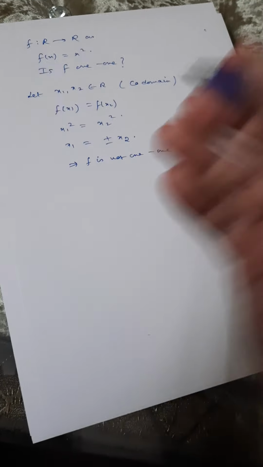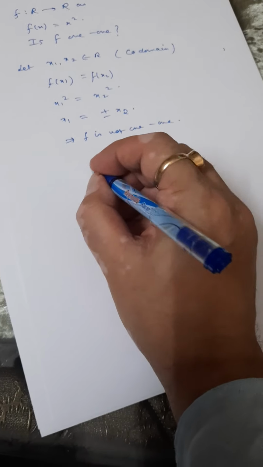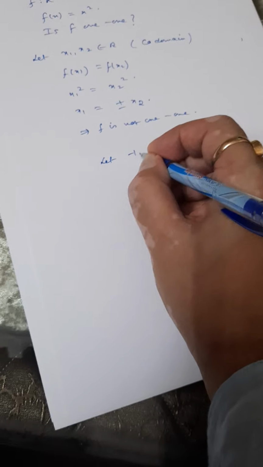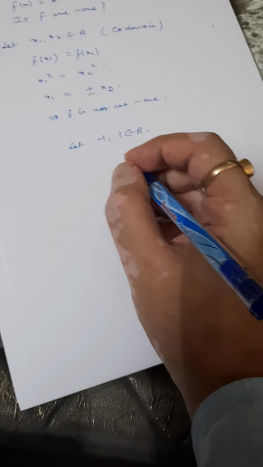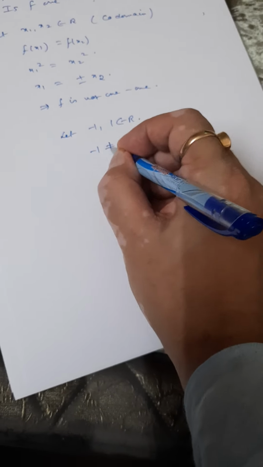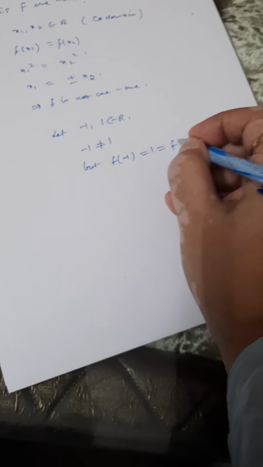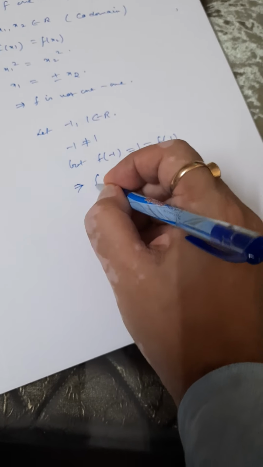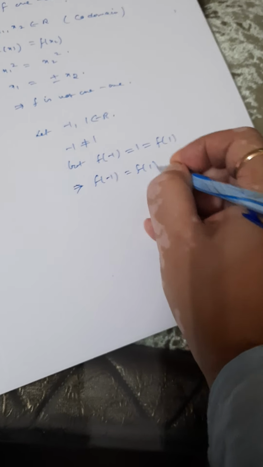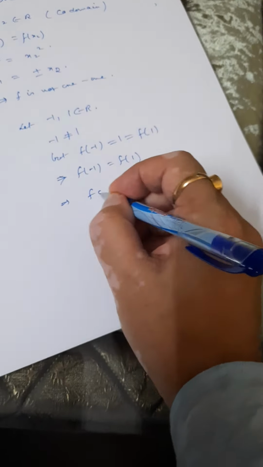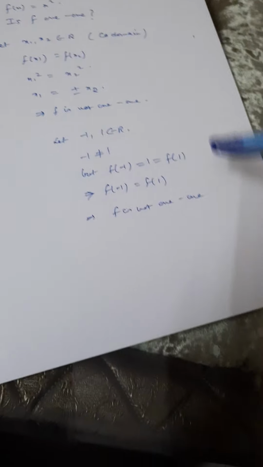Though an example is not required, either you can take examples, I can give that also. Let minus 1 and 1 belong to R. Now, minus 1 is not equal to 1, but f of minus 1 is 1 and same as f of 1. So you have f of minus 1 equals f of 1. So f is not one-one. Most of the times you give the example, and sometimes you can illustrate like this also.